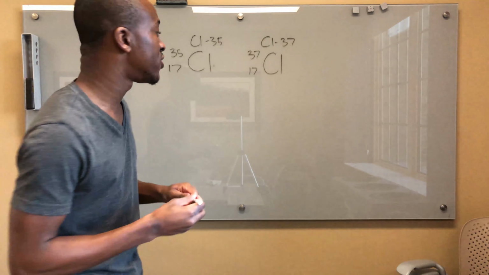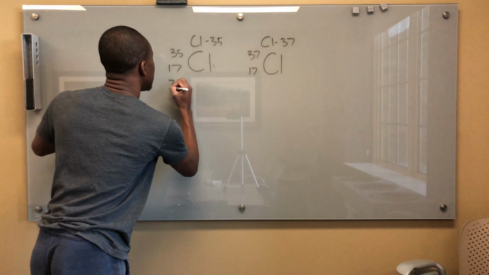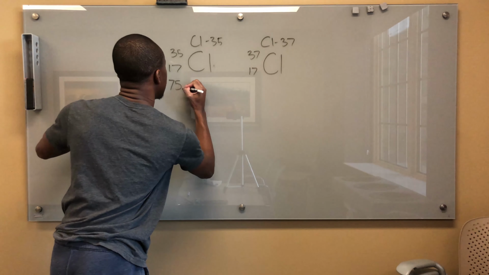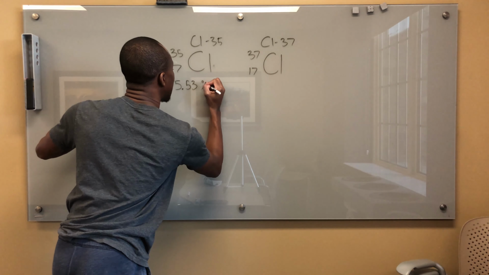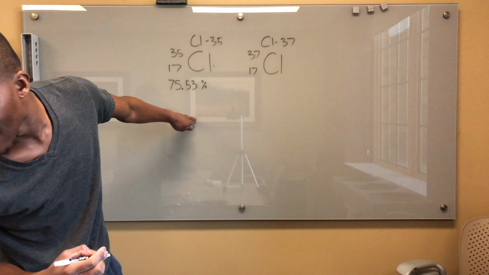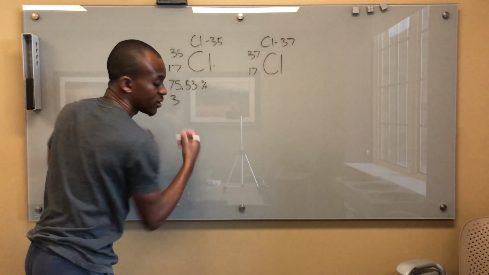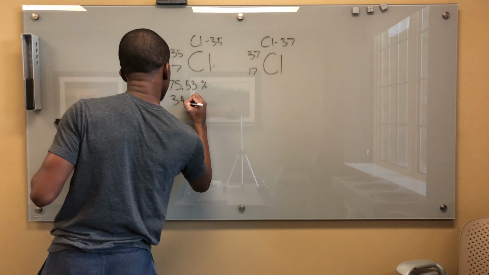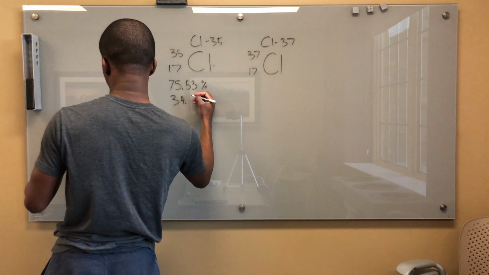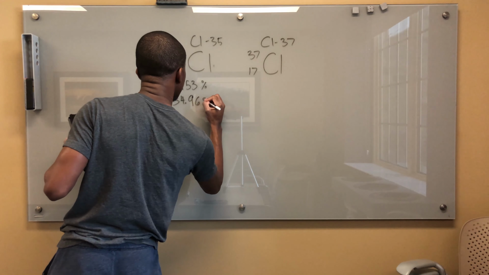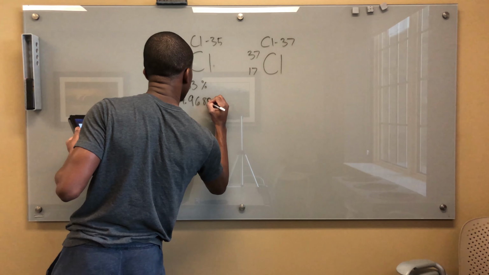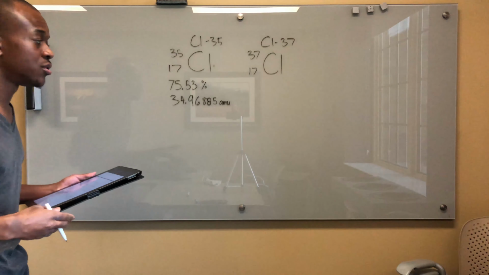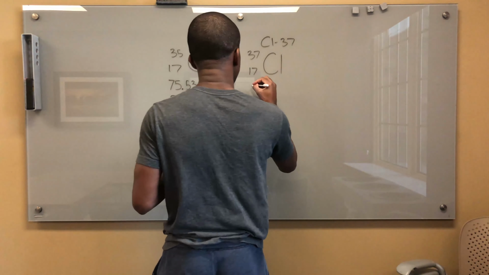So we want to determine the average weight, and it says that this occurs 75.53% of the time, and the average mass of this one is 34.96885 atomic mass units, AMU.